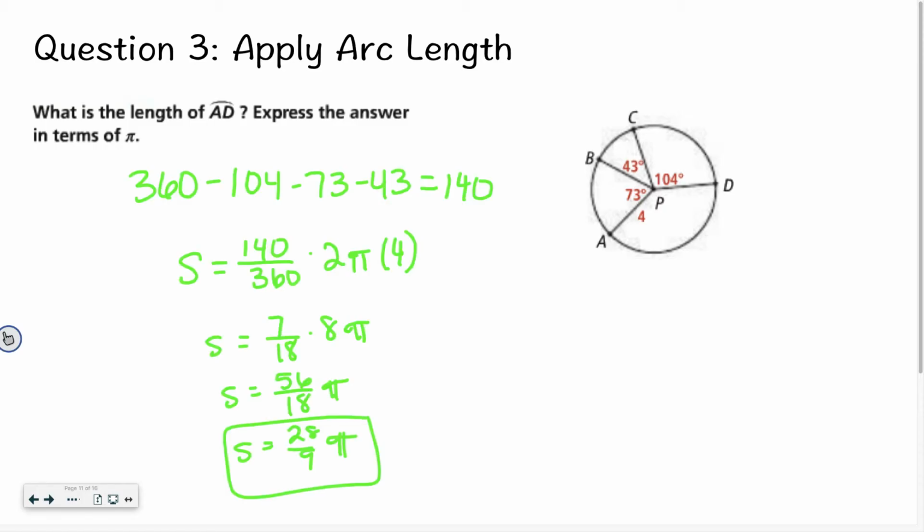All right, for this problem, hopefully you saw you were solving for arc AD, and you saw that we didn't know what that central angle was, so you solved for it by doing 360 minus 104 minus 73 minus 43 to get a central angle of 104. And then you plug that into the formula that we have. You said the arc length equals 140 over 360 times 2 pi times 4 was our radius. Once you simplify that all the way down, you get 28 over 9 times pi. And that's all you have to do because I'm looking for an exact answer instead of a decimal.